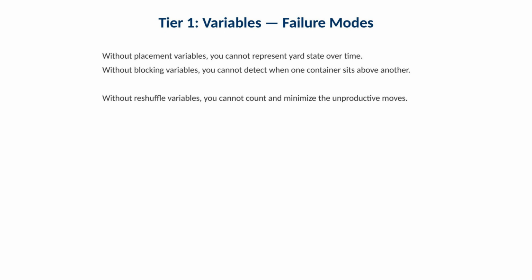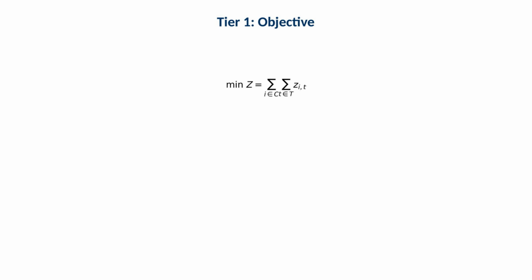Without placement variables, you cannot represent yard state over time. Without blocking variables, you cannot detect when one container sits above another. Without reshuffle variables, you cannot count and minimize unproductive moves. The model would then be optimizing a simplified world that does not include the operational pain you are trying to remove. This slide presents the objective. In this formulation, the objective is to minimize the total number of reshuffling operations.